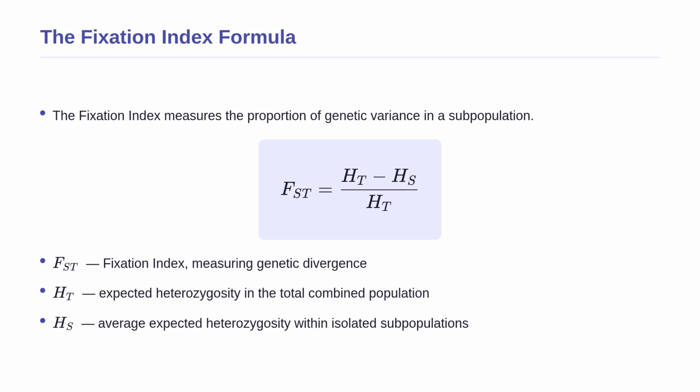This mathematical tool is called the fixation index. The formula is straightforward but incredibly powerful. FST represents the fixation index itself. HT stands for the expected heterozygosity, or overall genetic diversity in the total combined population. HS represents the average genetic diversity within the individual isolated subpopulations.